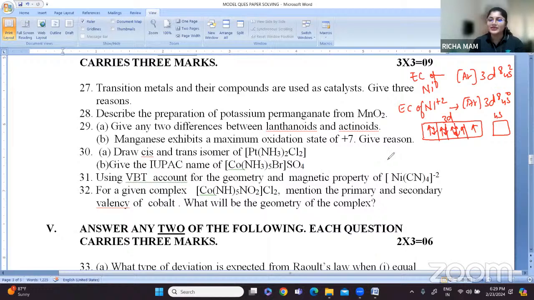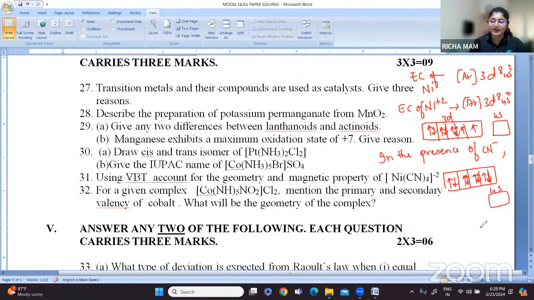Now, in the presence of the CN minus ligand, electron pairing will take place. Now what will happen? The 8 electrons are paired in 3d, and 4s will be empty. 4p also will be there. How many ligands? 4. So how many blocks do you require? 4 blocks. I'll take another color.